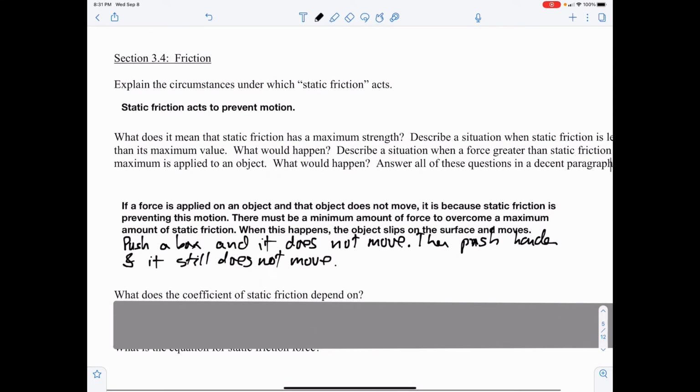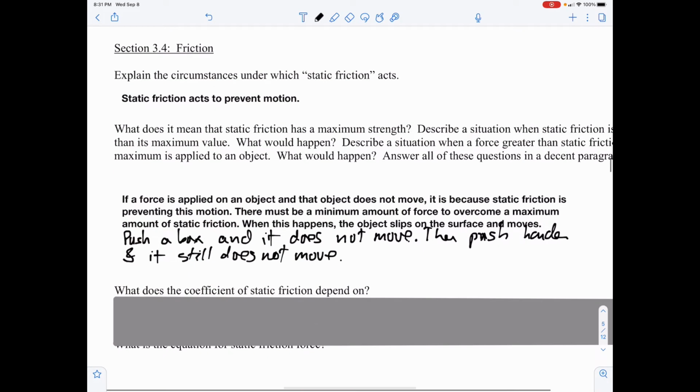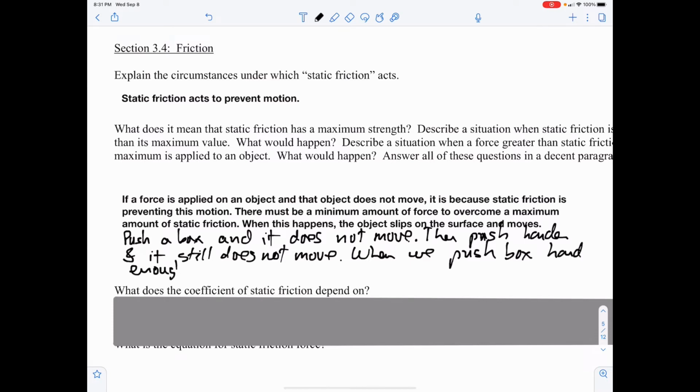So now describe a situation in which the force is greater. Well, when we push the box hard enough, it slips and begins to move. So what we've done is we've pushed with a force that is at least the value of the maximum amount of static friction.